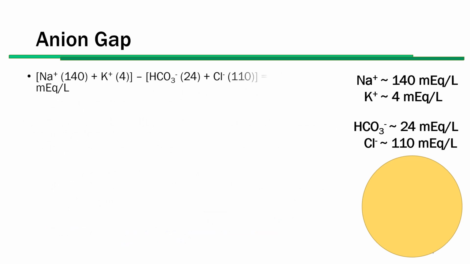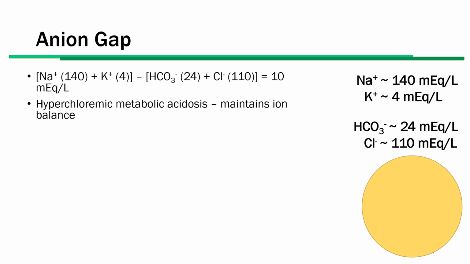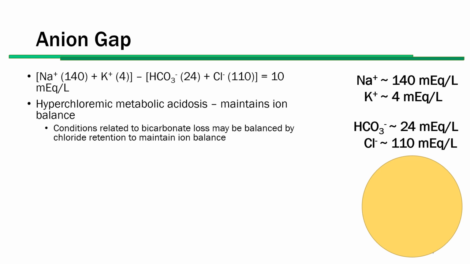Look at this. If we look at this equation again here, we can get different kinds of information from the equation. So let's say hyperchloremic metabolic acidosis. Hyperchloremic metabolic acidosis is going to maintain the ion balance, because in this condition, if you lose bicarbonate, you may balance it by retaining chloride and you don't change your gap. So you've got metabolic acidosis, but you don't change the gap then.